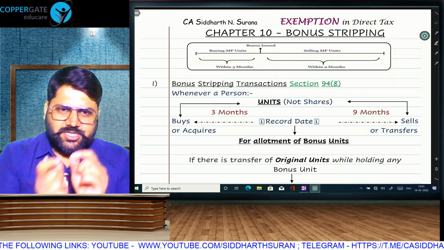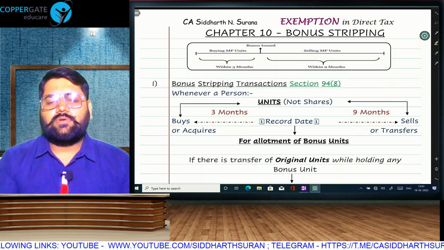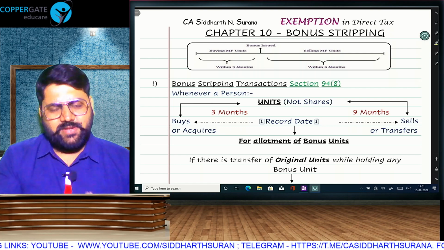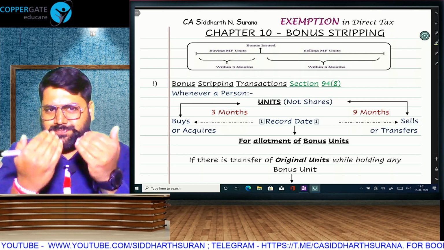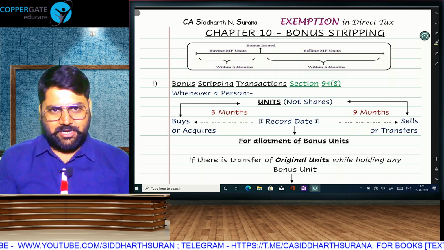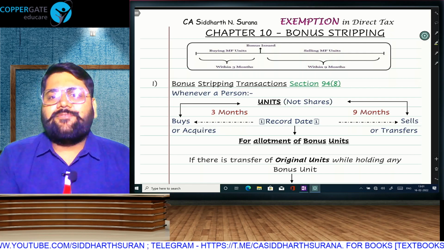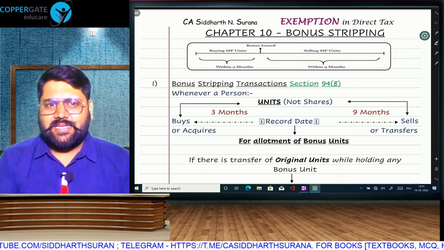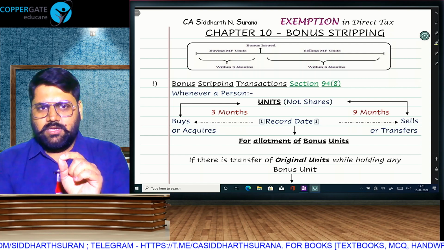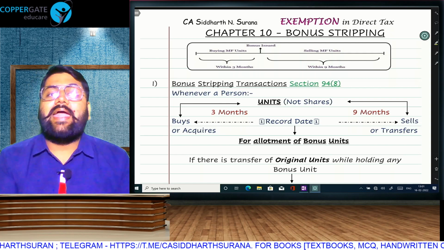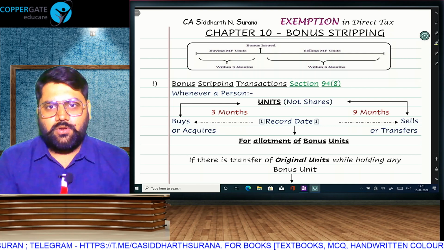Basically, if you purchase the securities just before bonus declaration and you sell immediately afterwards, then the price before bonus will be higher than the normal market price. The price after bonus will be lower than the normal market price, and thus there will be some loss. This loss will be ignored and it will be made cost of acquisition of your bonus unit.